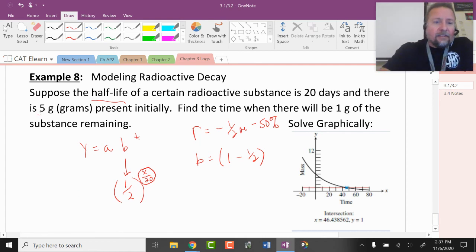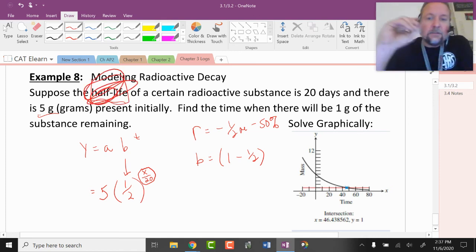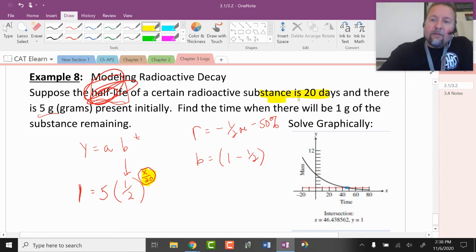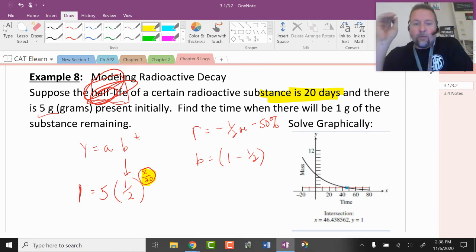So, there is 5 grams initially present. So here's 5. So let's think about that again. In 20 days, 20 divided by 20 is 1. Half to the first is half. Half of 5 is 2.5. In 20 days, there should have been 2.5 grams left by the definition of what half-life means. Find a time when there will be 1 gram remaining. That's where the 1 goes over here. All right, so this is the biggest thing. Always, whatever the half-life time is, it's x over that half-life time in the exponent there.